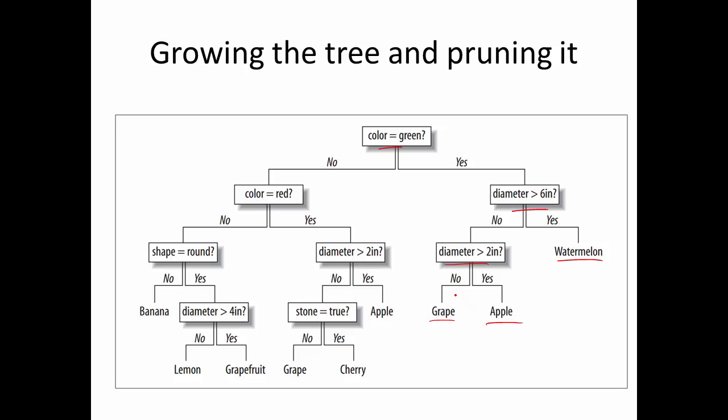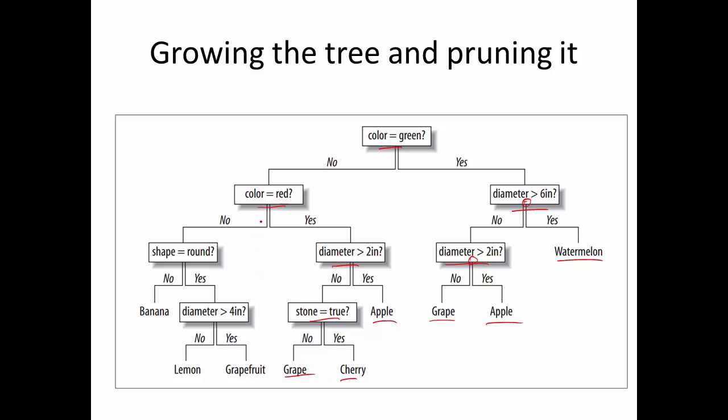So essentially, you can see again that the tree is able to only split into 2 parts. So if we have many ways to consider the diameter in a row, then we just have to make 2 splits. And furthermore, if color isn't green, if it's red, and if diameter is bigger than 2 inches, it's again apple. And if it isn't, then if there is a stone, it's a cherry. If it isn't, it's a grape.